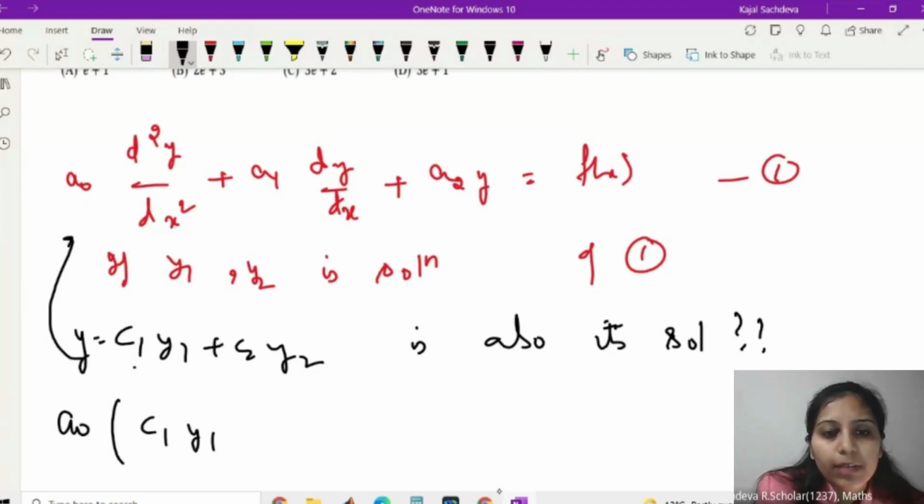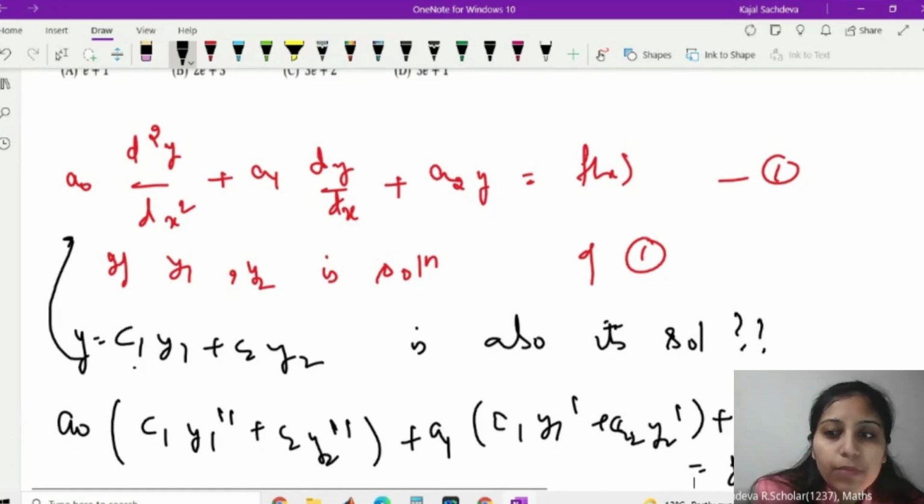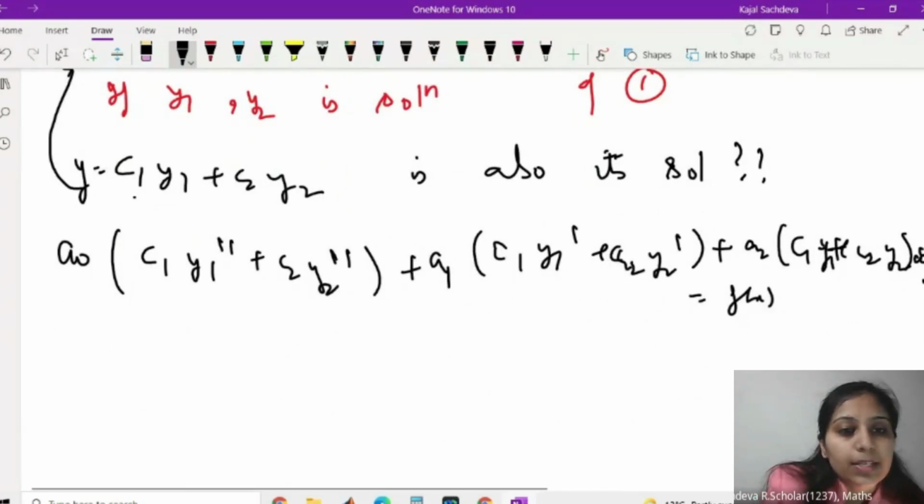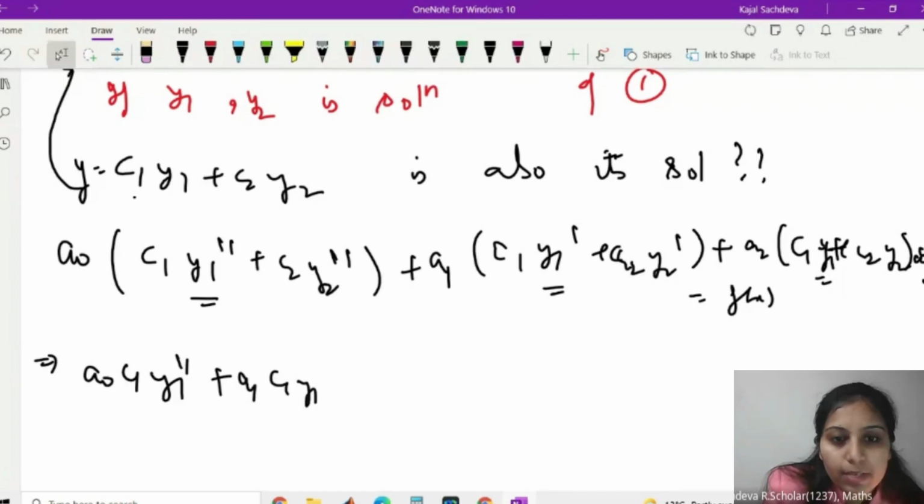Double derivative: c1 y1 double dash plus c2 y2 double dash, plus a1 into single derivative c1 y1 dash plus c2 y2 dash, plus a2 into y, where y is c1 y1 plus c2 y2, is equal to f of x. We have this after substituting. If y is equal to c1 y1 plus c2 y2 is a solution, then it will satisfy the first equation. Now collecting the y1 terms: a naught c1 y1 double dash, a1 c1 y1 dash.